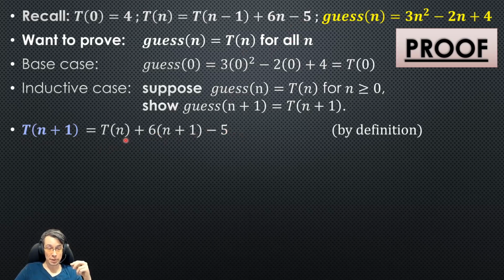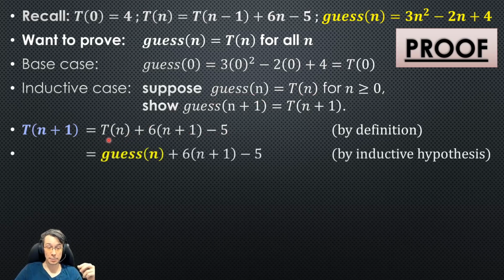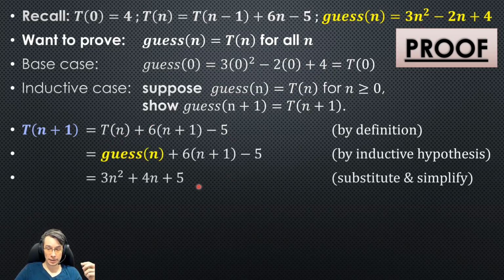Now, remember, t of n we've assumed is equal to guess of n, so we can replace t of n with guess of n. And now we can plug in our guess of n, and then we can simplify it. I'm not showing the simplification steps, you guys can do algebra. So I plugged in guess of n, and I did the simplification. Okay, so now I have a closed form expression for t of n plus 1.